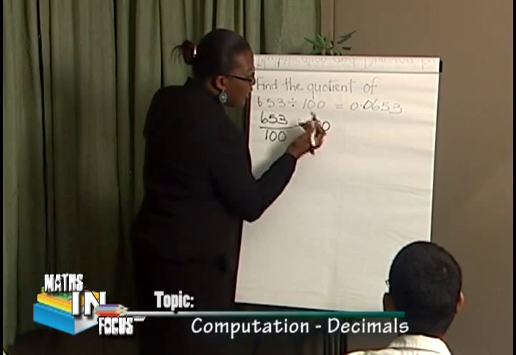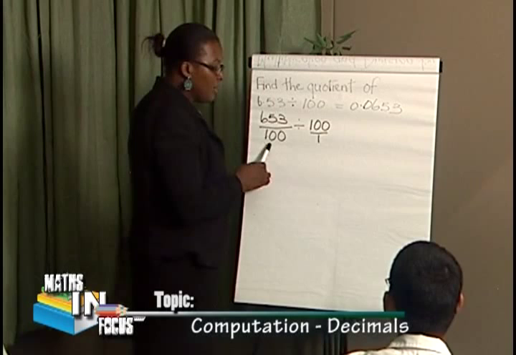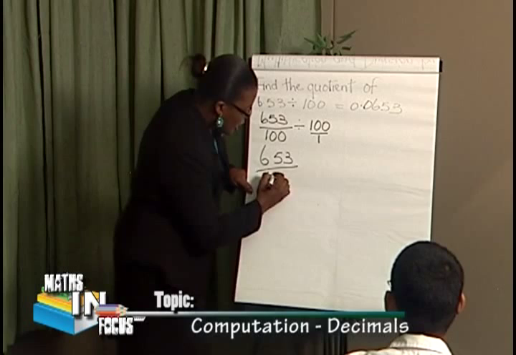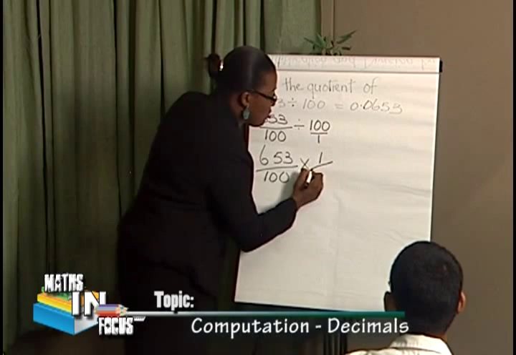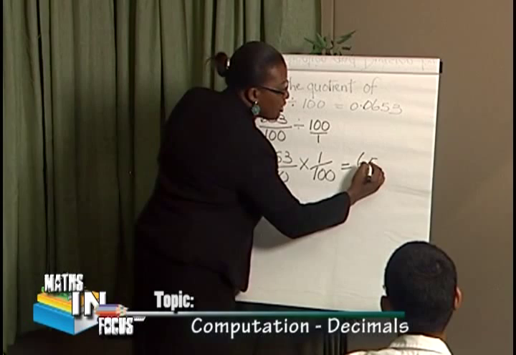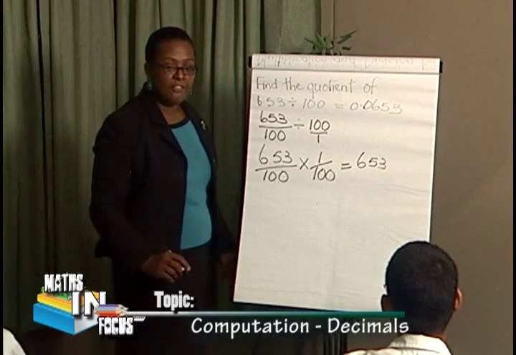Now we know that when we have fractions and we're dividing, we change the division sign to multiplication. And what do we do to the number at the back? We upturn it. So we have 1 over 100. So we multiply. When 653 is multiplied by 1, what do we get? 653. When we multiply 100 by 100, what do we have? 10,000.